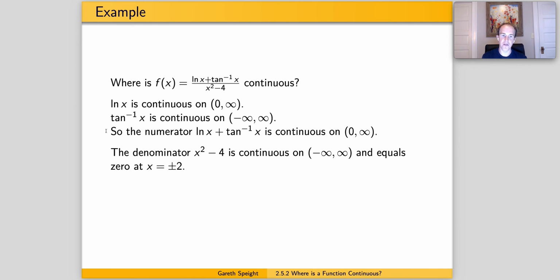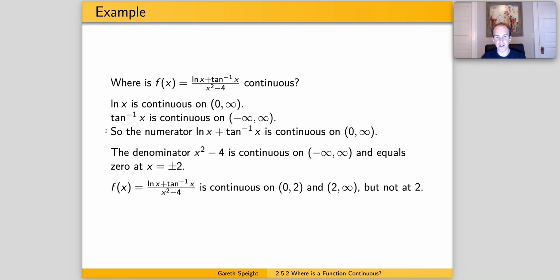Okay, so x squared minus 4 is 0 at plus or minus 2, and it's non-zero everywhere else. So now if I want to say, I have a continuous top and I have a continuous bottom, so the fraction is continuous. Remember, we said we can do that provided the bottom is non-zero. Okay, so if we want to consider this function overall, I need the top to be continuous, so I need to be in (0, infinity). I want the bottom to be continuous, which is everything, that's fine. And I also need the bottom to be non-zero, so I have to throw away plus or minus 2. Okay, so we land with (0, infinity), take away 2, which is going to give us (0, 2) and (2, infinity).